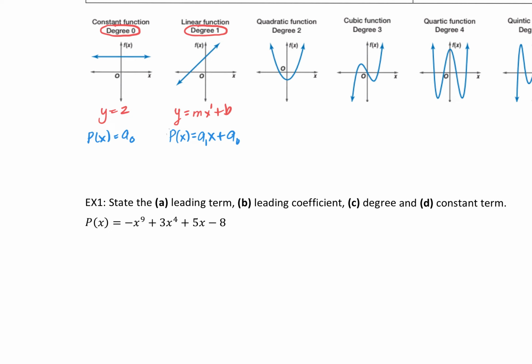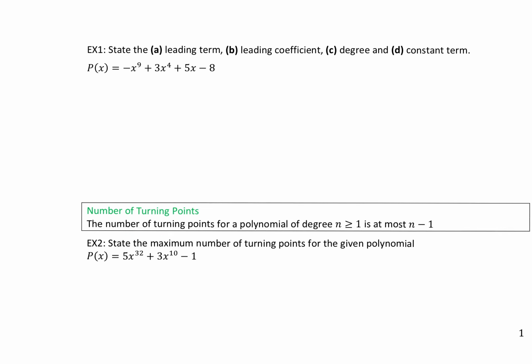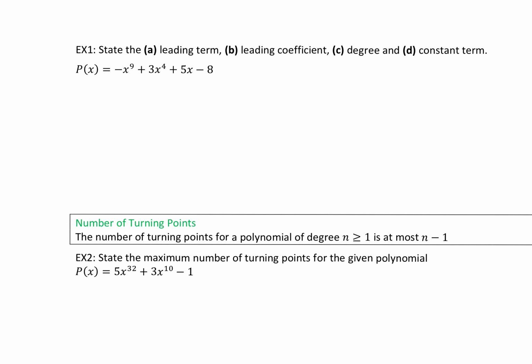And then when we look at our quadratic function, which is degree 2, that will take the form p of x equal to a sub 2 times x squared plus a sub 1 times x plus a sub 0, and so on. So you get the point. Let's go to example 1, and then we'll go back up to those graphs for just a little bit.